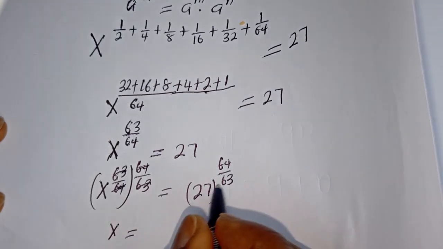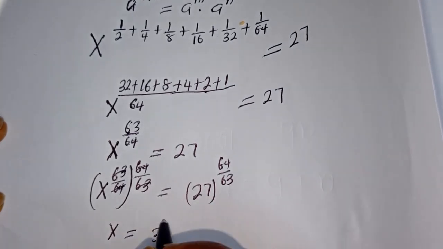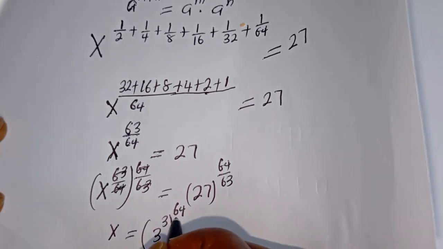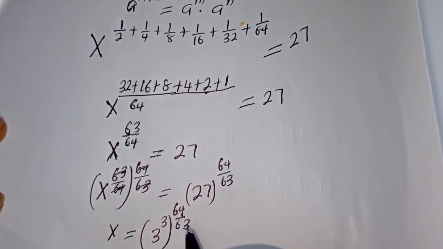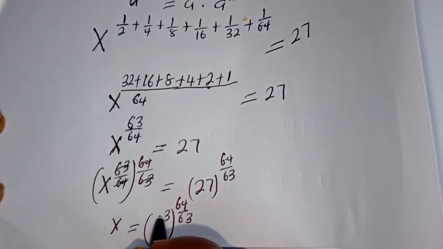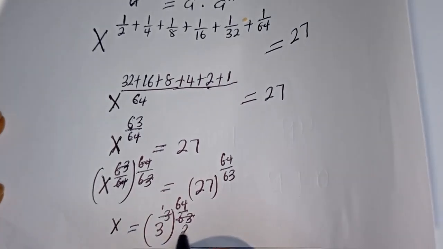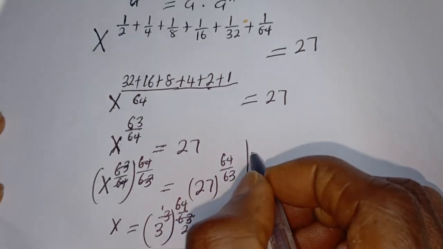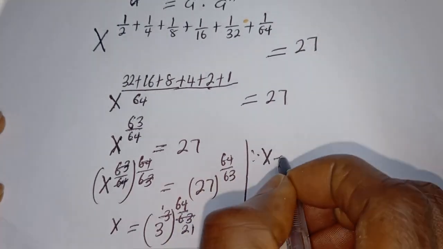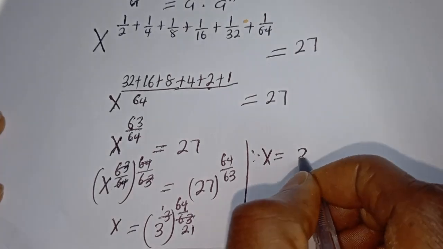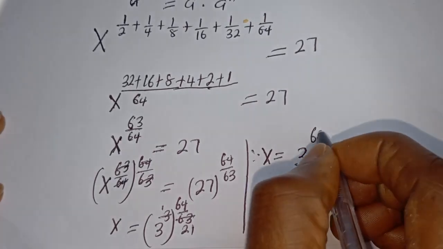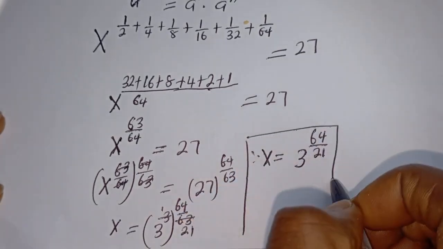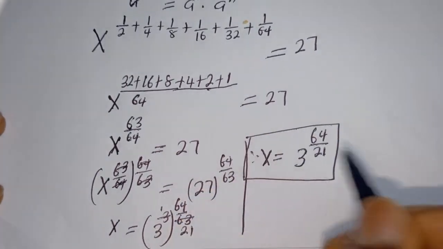S is equal to 3 to the power of 3 to the power of 64 over 63. Then 3 here is 1, 3 here is 21. Therefore, S is equal to 3 to the power of 64 over 21. And this is the value of x using the first method.